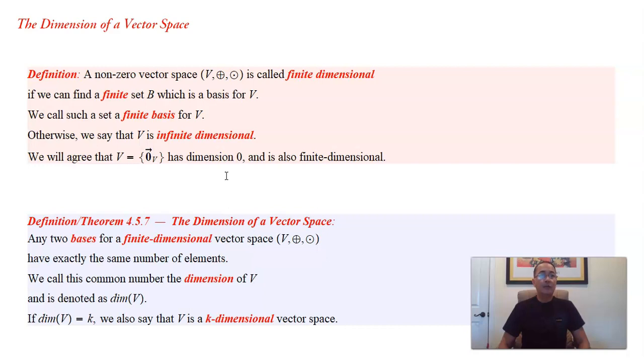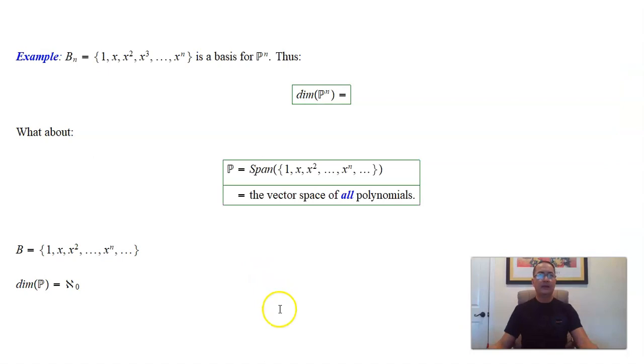If the dimension of V is k, we also say that V is k-dimensional, or V is a k-dimensional vector space. So it's just like back in chapters 1 and 2. A line in Rn is a one-dimensional subspace. A plane in Rn is a two-dimensional subspace.